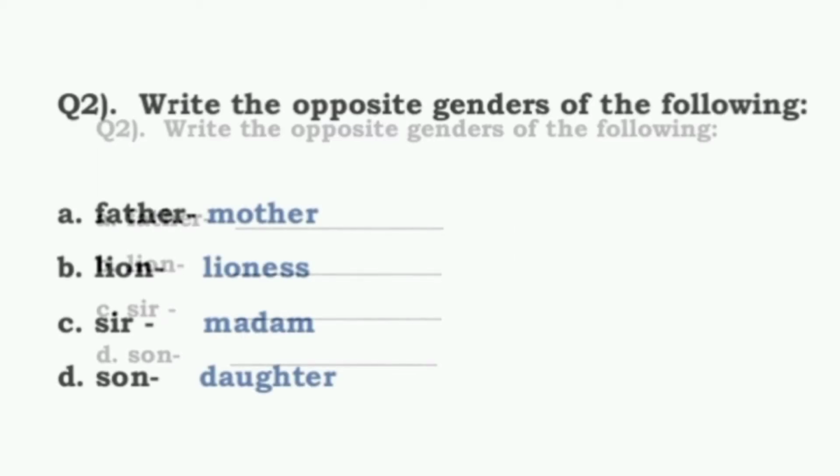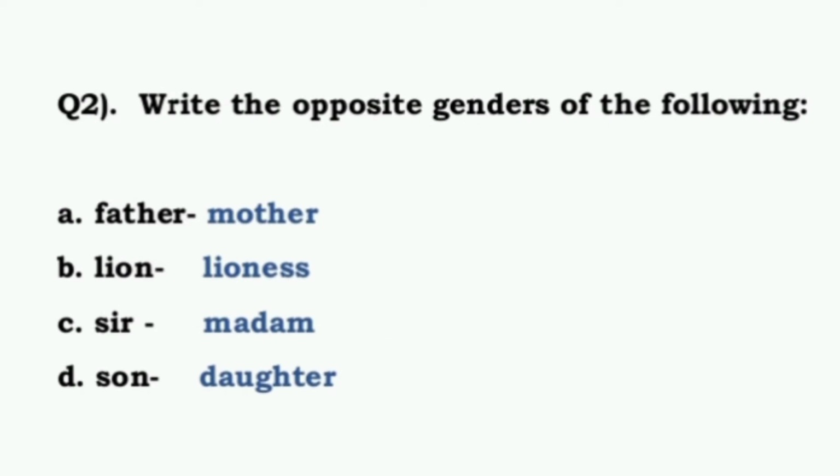So kids, the opposite gender of father will be mother. Of lion will be lioness. Sir will be madam. And son will be daughter. And as you know that we will not copy the questions, we will only write the answers in the copies. So this is how you will write the answers.